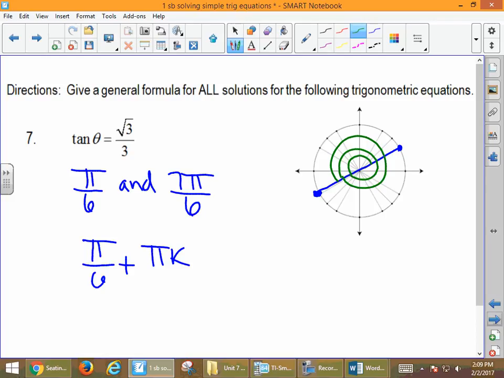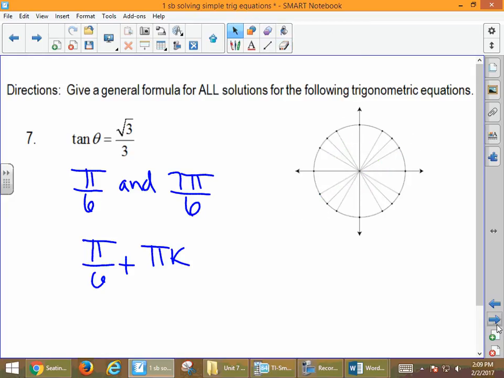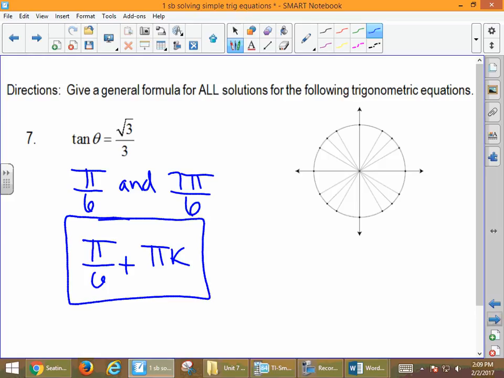Are you kind of sort of with me? Let's try another one. Chloe? Well, all that we really need, all those times around, is the pi k part. So yes, pi over 6 plus pi k. So I want to put the dots back in here in our line, and it's because we formed a diameter in the circle.